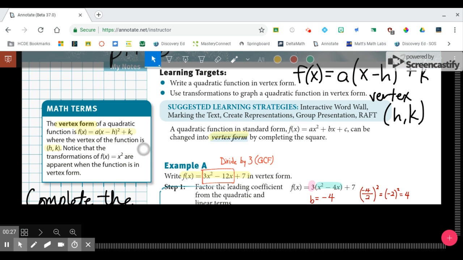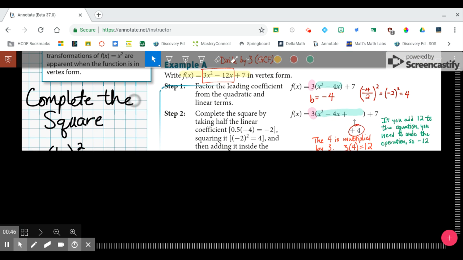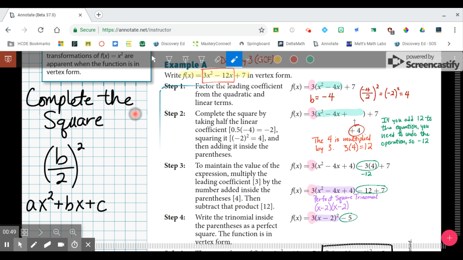Over here on the side, before we get started, let's look at this math term box. Vertex form is when we have an equation in this form: a times parentheses x minus h squared plus k. This allows us to identify the vertex, which is the min or max of a parabola, as our (h, k). To do all these steps, we're going to need to remember completing the square. Part of completing the square is to take that b value, the number with the x, divide it by 2 and square it. That's the step you do every single time with completing the square: b divided by 2 and square.